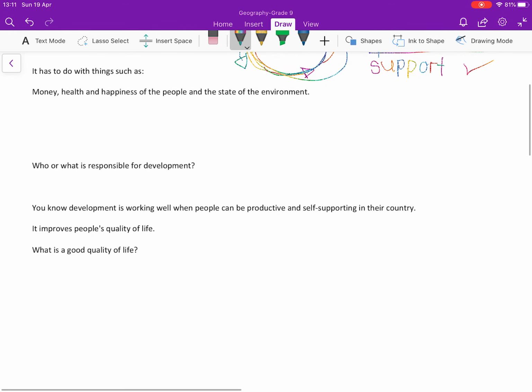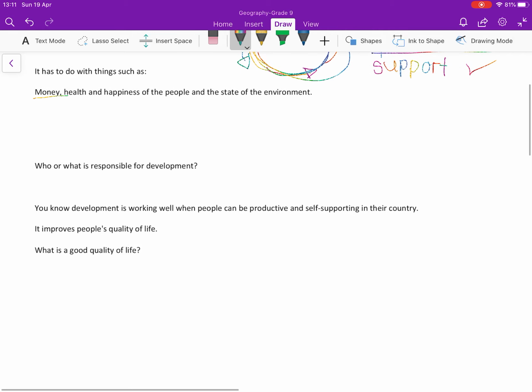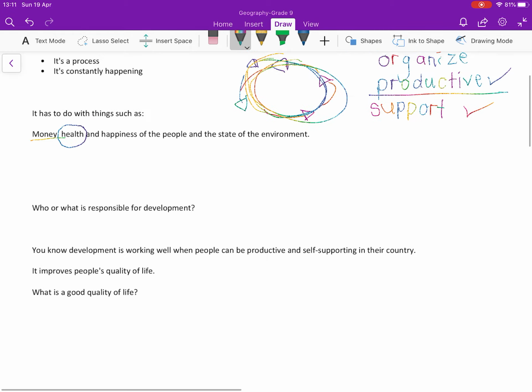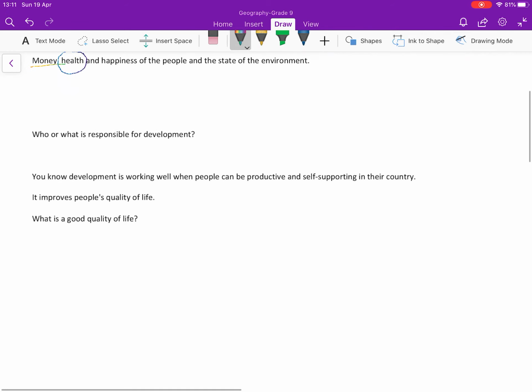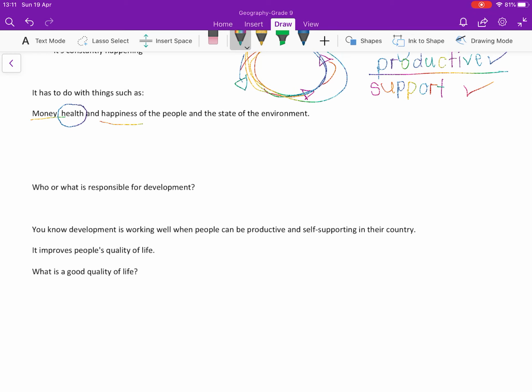It has to do with things such as money, meaning, do you have a stable job that has a stable income so that you can support your family? Is there proper health care available in your country? Do you have access to hospitals? And are there enough health facilities to accommodate all the people in your country? And then, as I mentioned before, good development in a country contributes to people's happiness. So people will feel happy if they do have all their basic needs available.